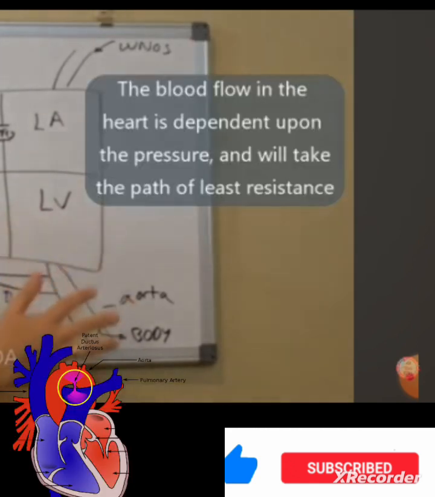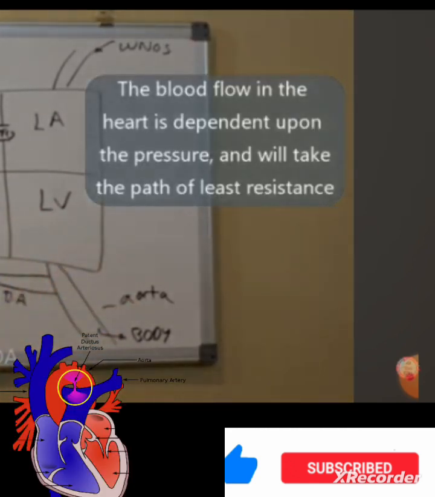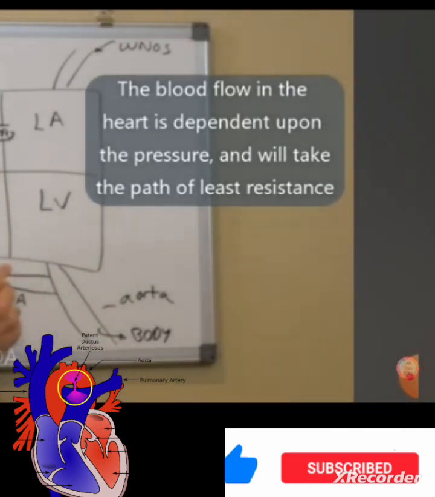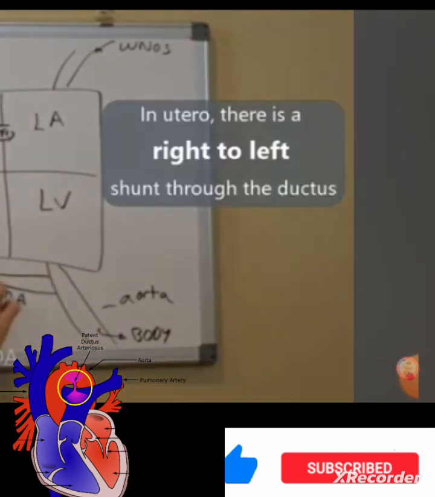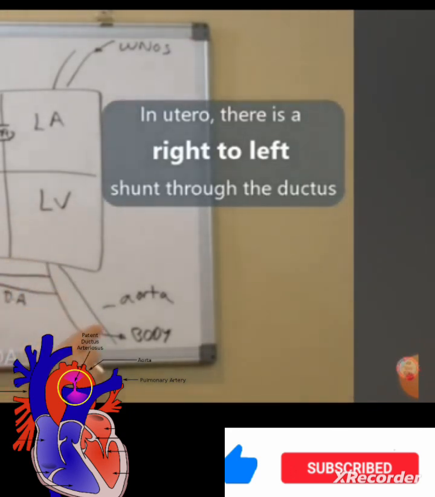Remember that blood flows in the heart dependent on the pressures that it sees. If the blood sees a higher pressure, it's going to take the path of least resistance. And because in utero the lungs are filled with fluid, there's a very high pressure in the lungs. So that blood is going to come out of the right ventricle, see that high pressure and be like, nope, I'm going to go this way through the ductus into the body. So for what it's worth, in utero, there's actually a right to left shunt through the ductus.